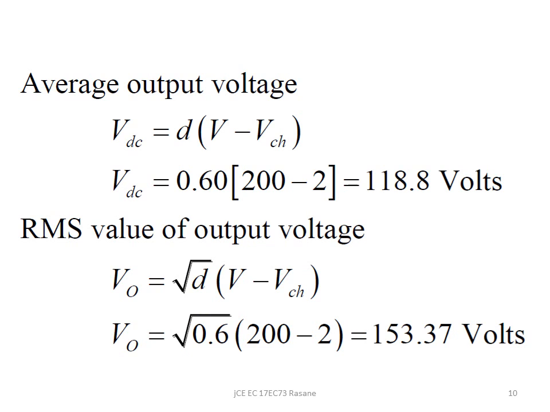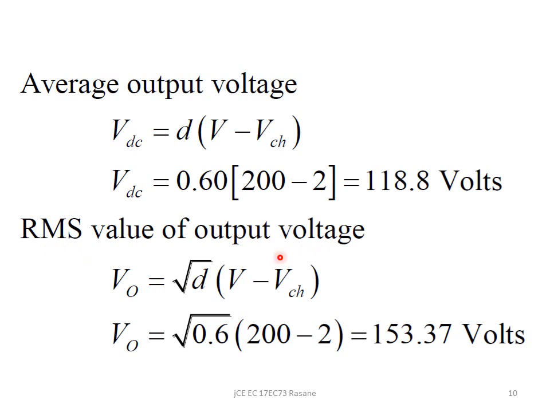So the average output voltage is VDC equal to D into the difference in the two voltages. Normally it is D into V, but now that there is a chopper drop, we are going to take it as V minus VCH. So VDC equal to 0.6 into 200 minus the chopper drop, which is small, that is 2 volts. So I'll be getting 118.8 volts as VDC.